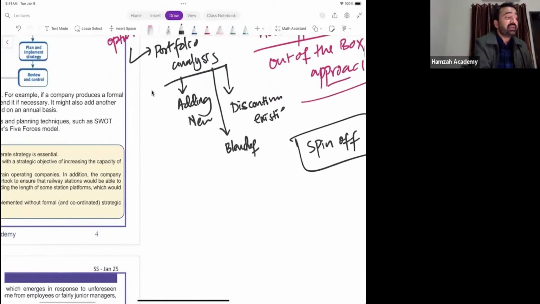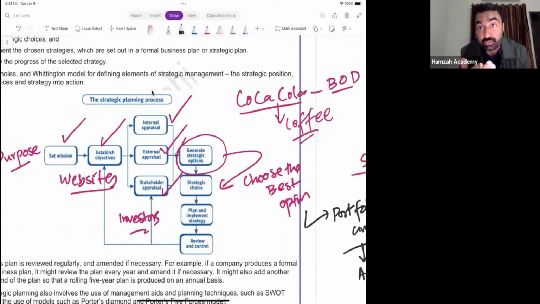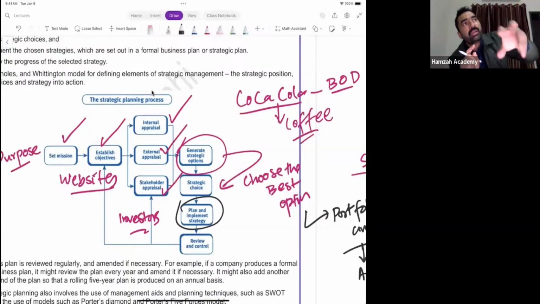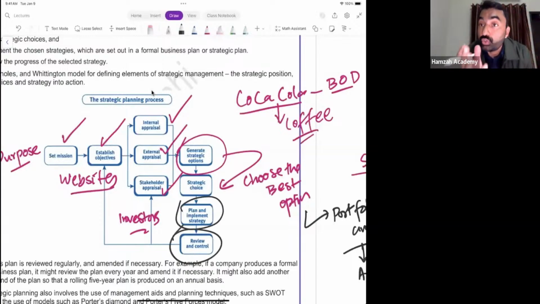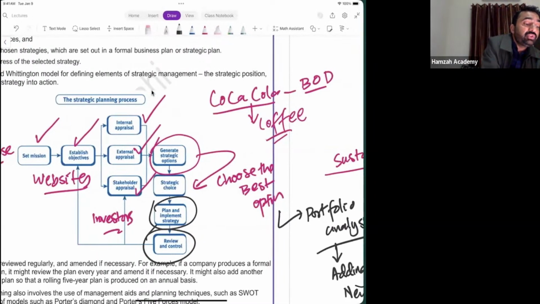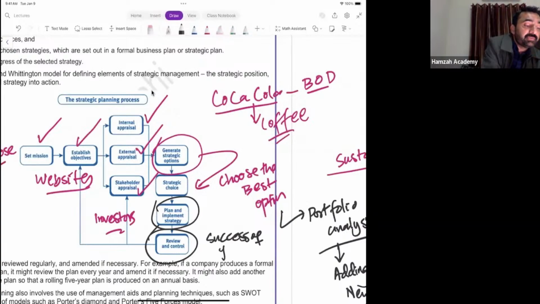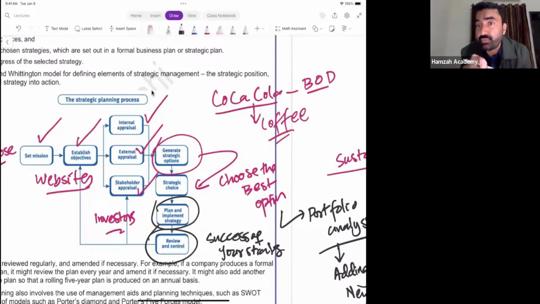Understand? All these examples we can apply to strategic choices. And then you have to plan and implement this strategy. Once you have found out that we need to open a new outlet, a new shop, a new factory, or a new space in this region or area, you plan and implement this strategy. Once you have implemented it, you need to review your strategy. Review is about how you find out the success of your strategy, whether it is working or not working. This is a part of performance appraisal of the strategy.